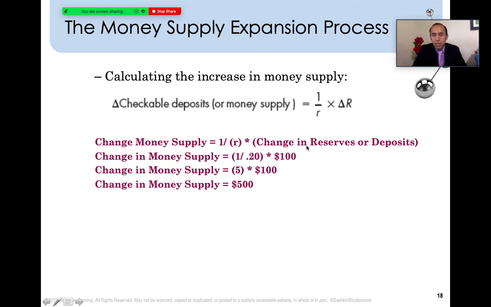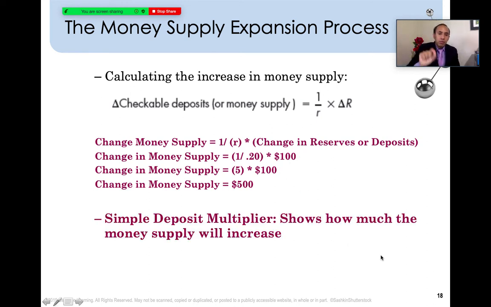That's why I have here change in reserves or change in deposits, because it can come from reserves or from the deposits that are in the financial system, depending on how those deposits are used. So the change in the money supply is quite significant given the original increase in reserves. Now, the simple money multiplier shows how the money supply will increase through the financial systems.